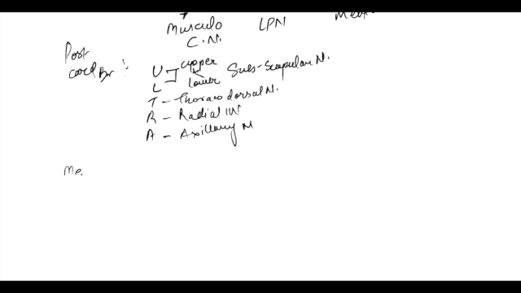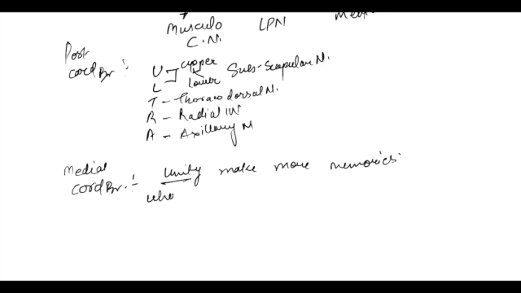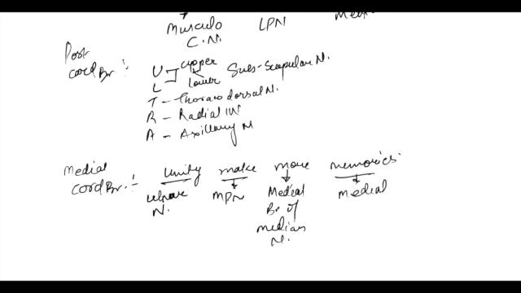So the last one is medial cord branches. The mnemonic is Unity Makes More Memories. Okay, Unity Makes More Memories. U in Unity indicates ulnar nerve, M for Makes is medial pectoral nerve, M is medial branch of median nerve, and the last one is medial cutaneous nerve for arm and forearm.